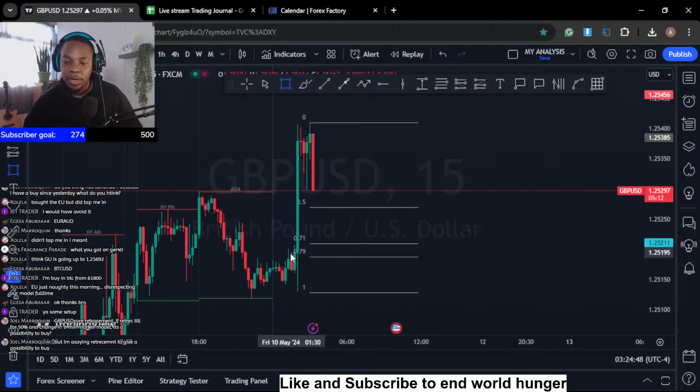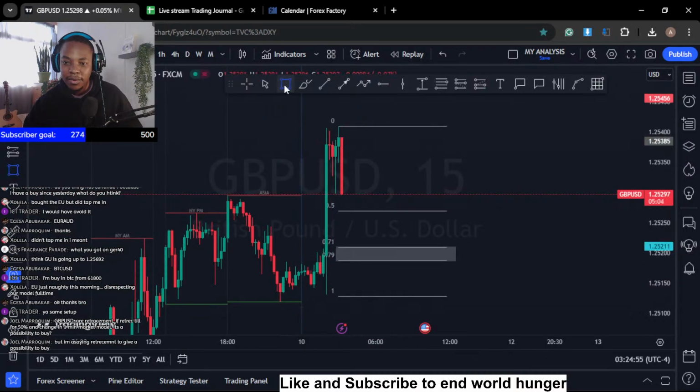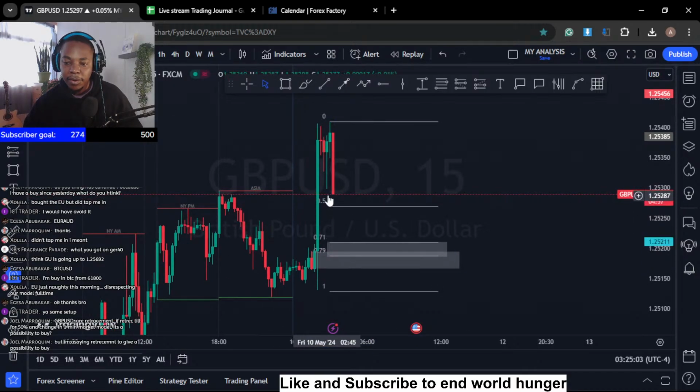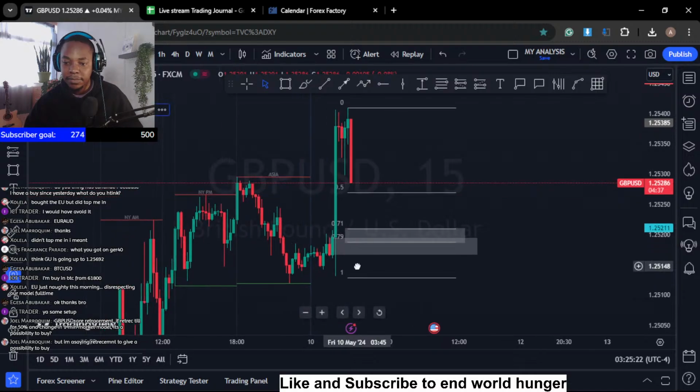But for me to want to trade this, I'd want to take a trade anywhere between the 71 and the 79. And the reason being, we also have this order block right there. So if GU can actually tap into this 71 and 79, which gives us the OTE setup, I would be able to actually buy it from there.